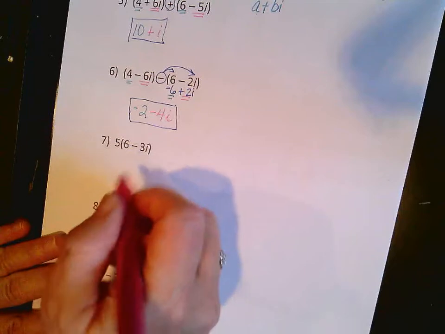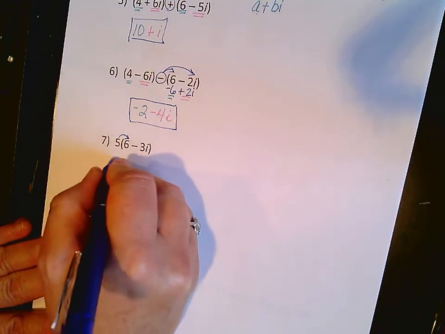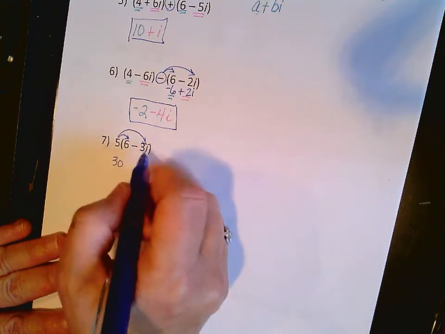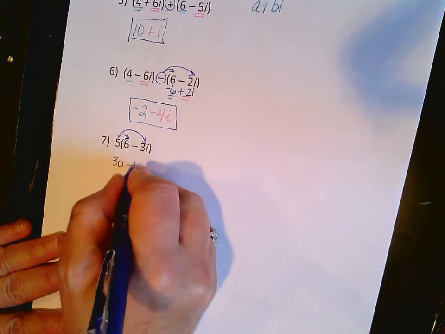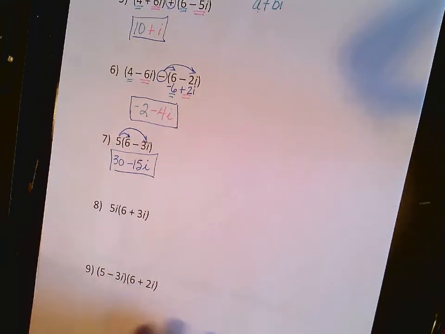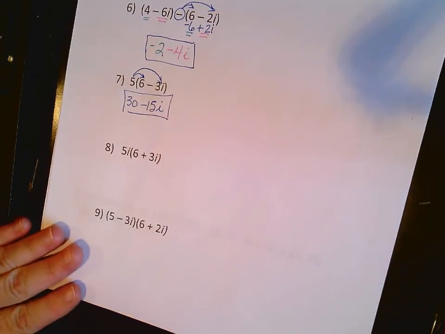Okay, when we multiply, we're going to distribute here. Take the 6 times the 5, that's 30. When you multiply, you're going to multiply the constant with the coefficient. 5 times negative 3 is negative 15i. And that's your answer, just like as if they were variables. Where it starts to get tricky is when you're multiplying i terms together.